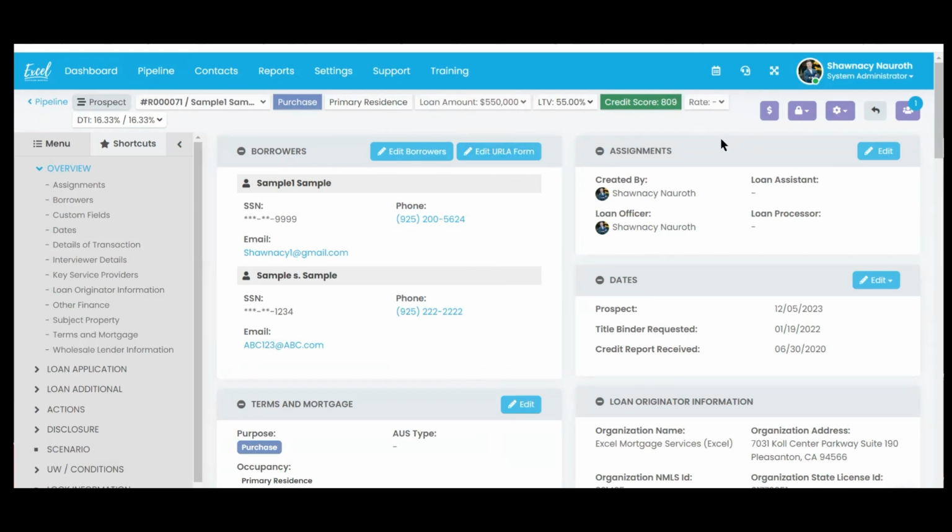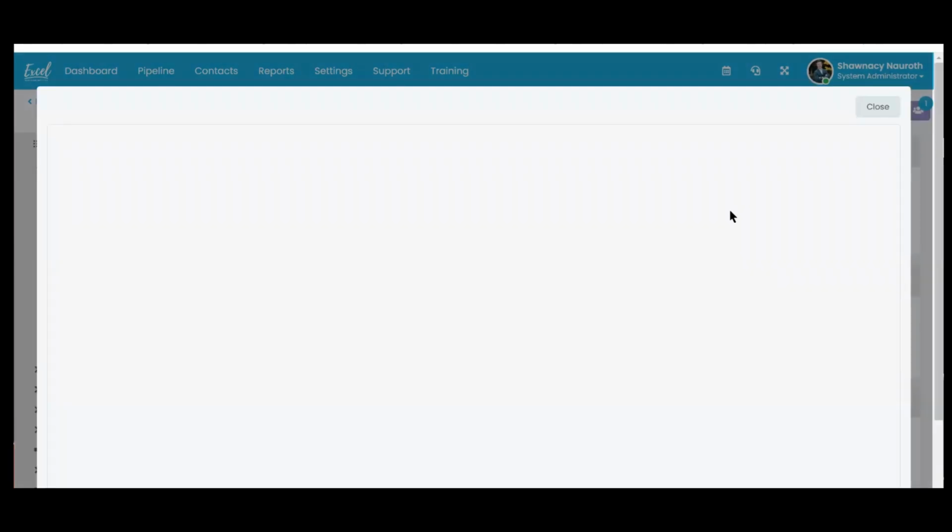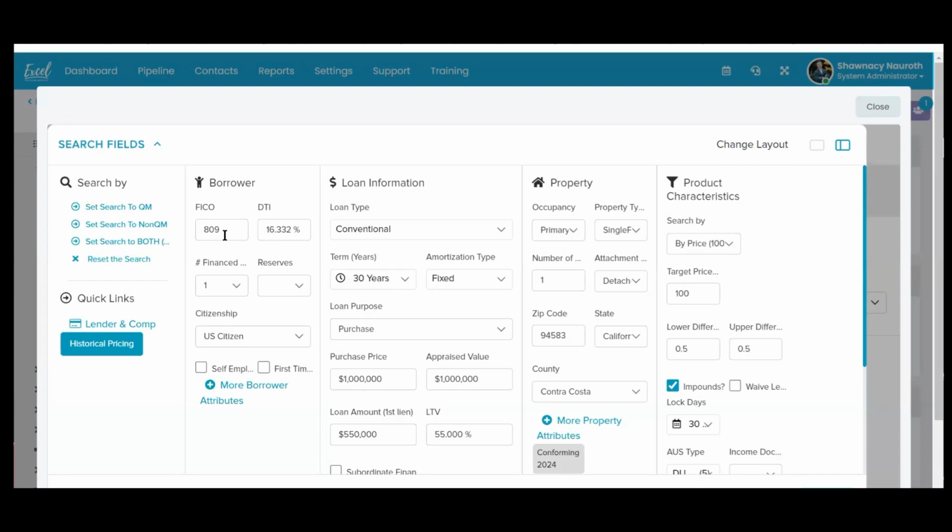But if I'm looking at this loan and I go, okay, I want to price it, I can go right here to this little dollar sign and click on that. It's going to open up LenderPrice within LendingPad. And it's going to bring in the information that I have in the file and put it right into LenderPrice. Okay, so once it does that, it's an 809 FICO score. The DTI is 16.332, like it was in the file. Here's the purchase price of $1 million, loan amount of 550. It's a great old deal.